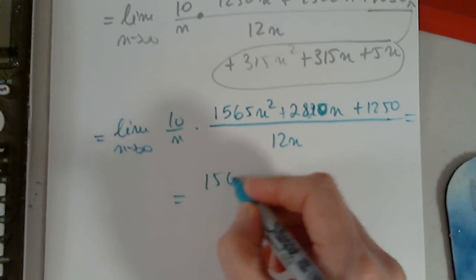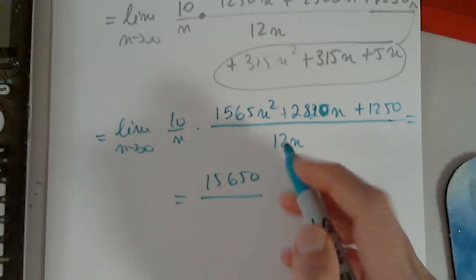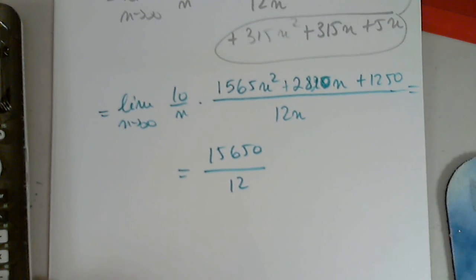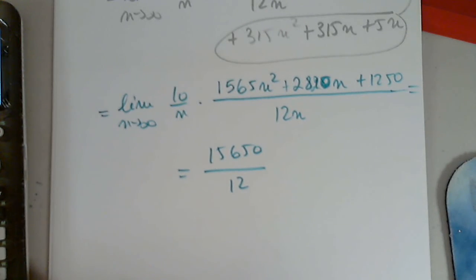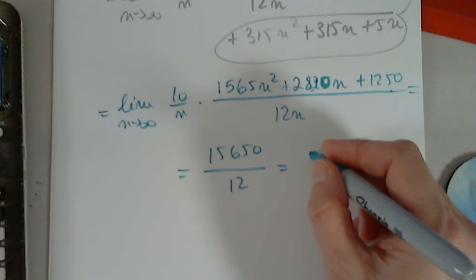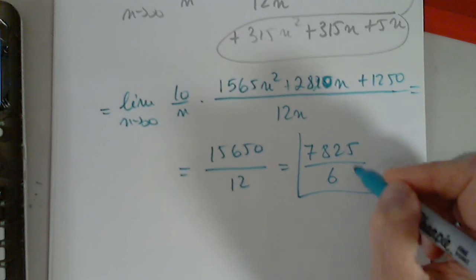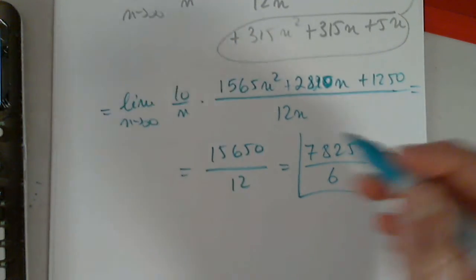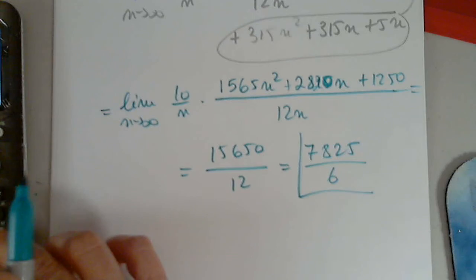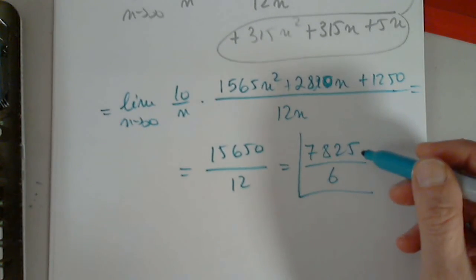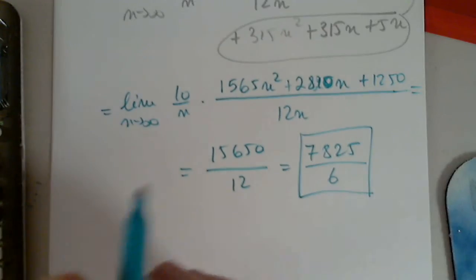So finally, the answer would be, after we apply L'Hopital's rule, the leading coefficient of the top, 15650, over the leading coefficient of the denominator, which is 12. Can I simplify by 4? No. Okay, so I can only simplify by 2. So it's 7,825 over 6. Can I simplify this by 3? No, I can't.